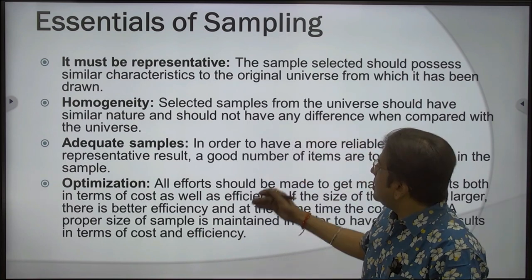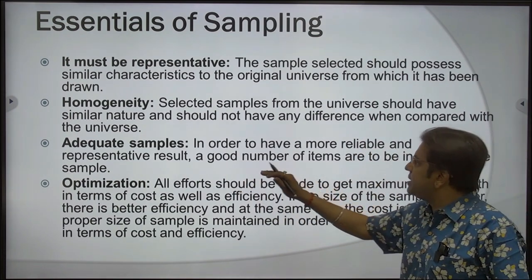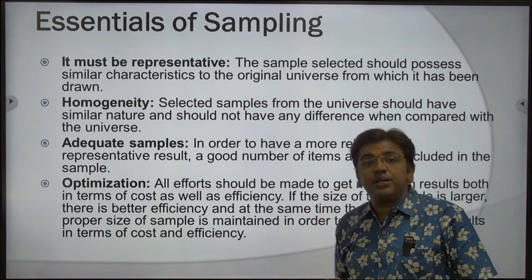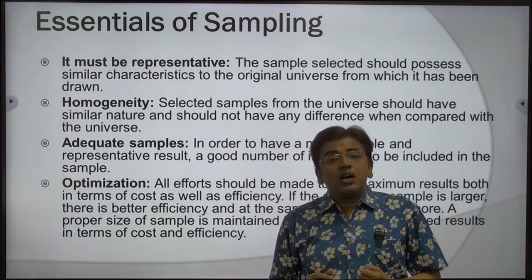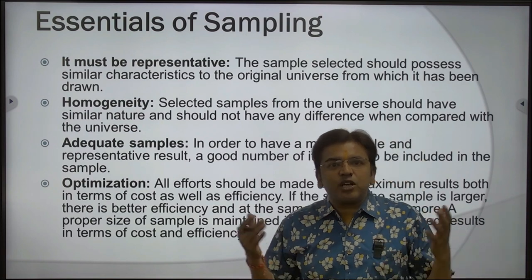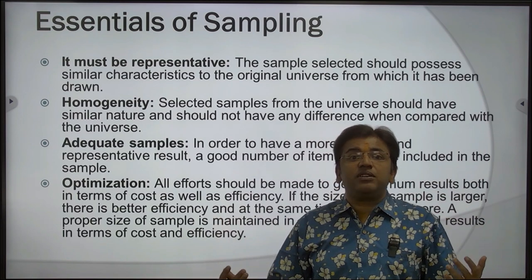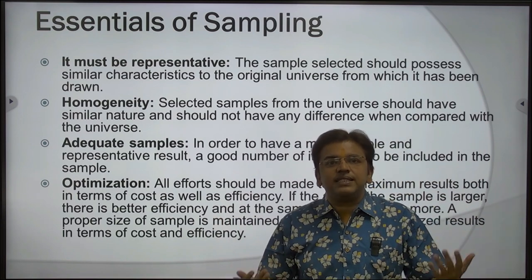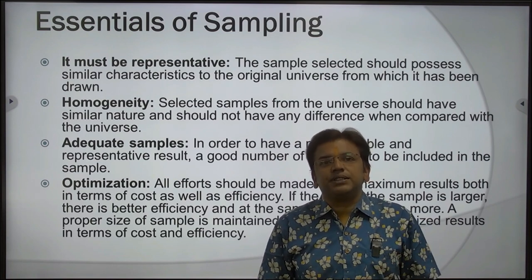Right? Third one, adequate sample. In order to have more reliable and representative results, a good number of items are to be included in the sample. The sample size matters a lot. What is the appropriate sample size? It's a big question. Whether you are going to take 1,000 samples, 5,000 samples, or 5, 10 samples, how many samples are you going to take? It's a big question.